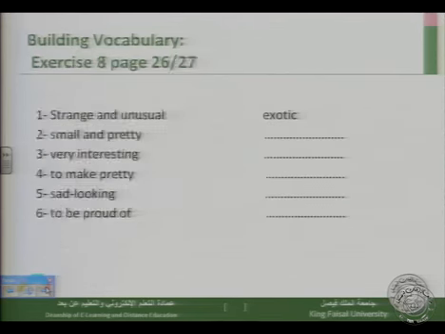We move to the next slide. In the next slide, we have building vocabulary, exercise 8, page 26-27. In this exercise, you are asked to find words that have the same meanings as the following in the text. So, from the text, we found the word exotic, which means strange and unusual.